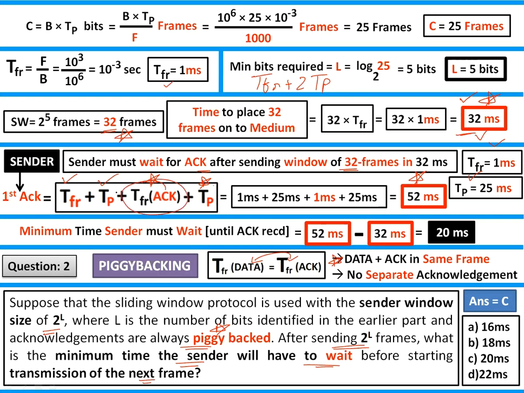But in this case, they said it is piggybacked. That means data frames and acknowledgements will come together.